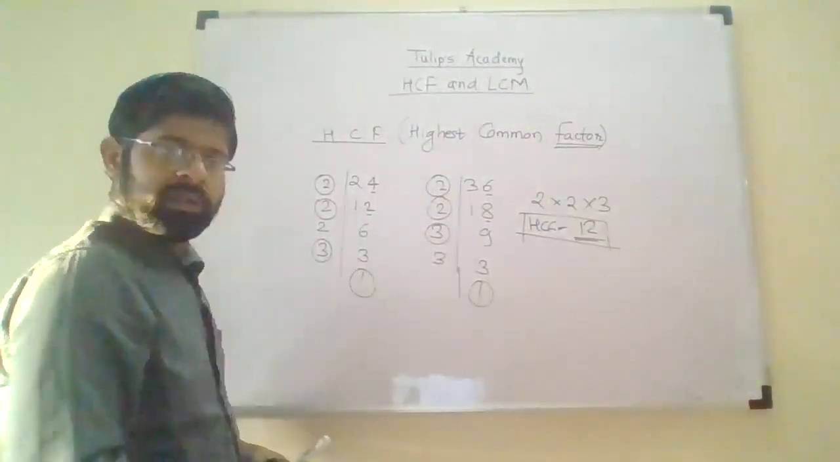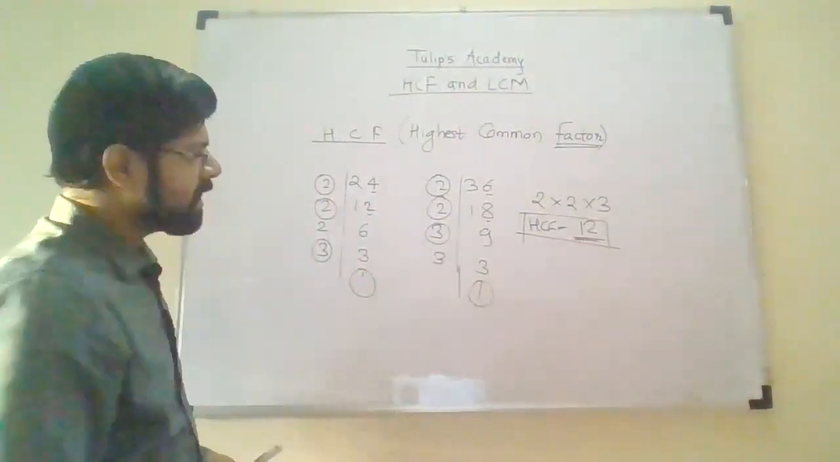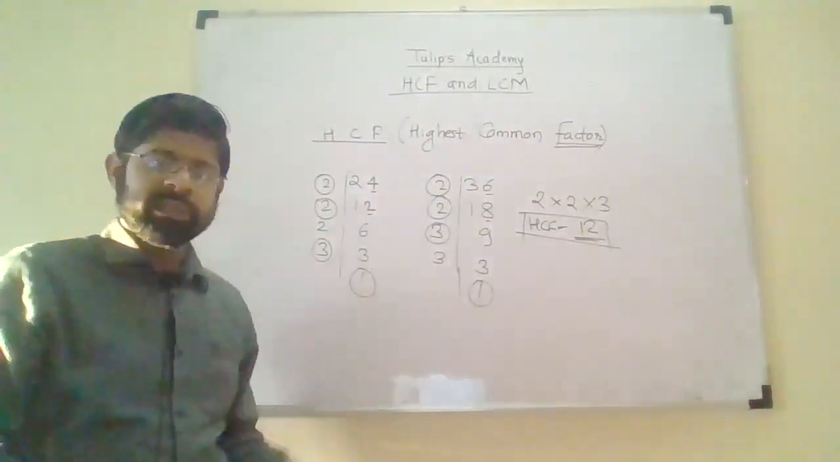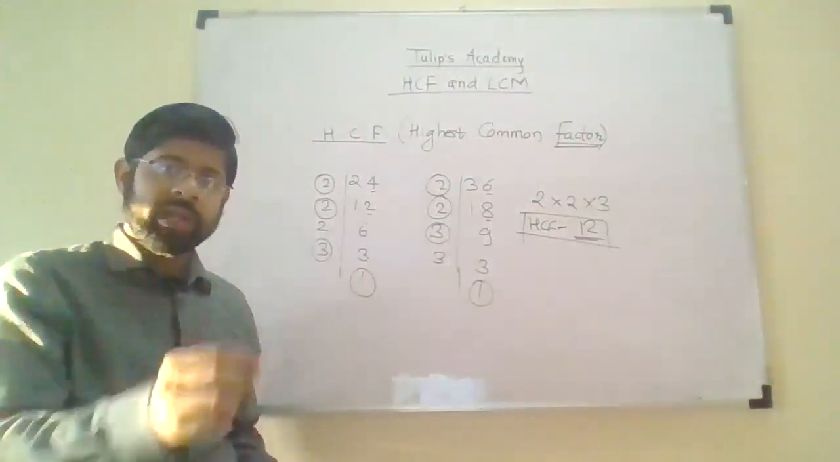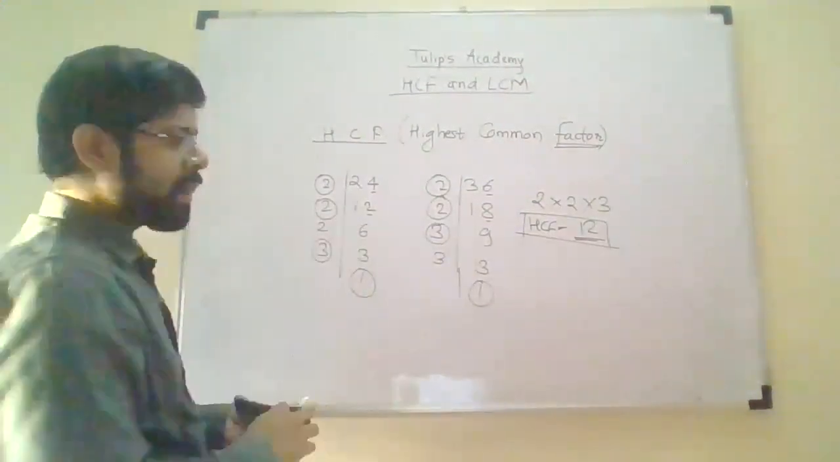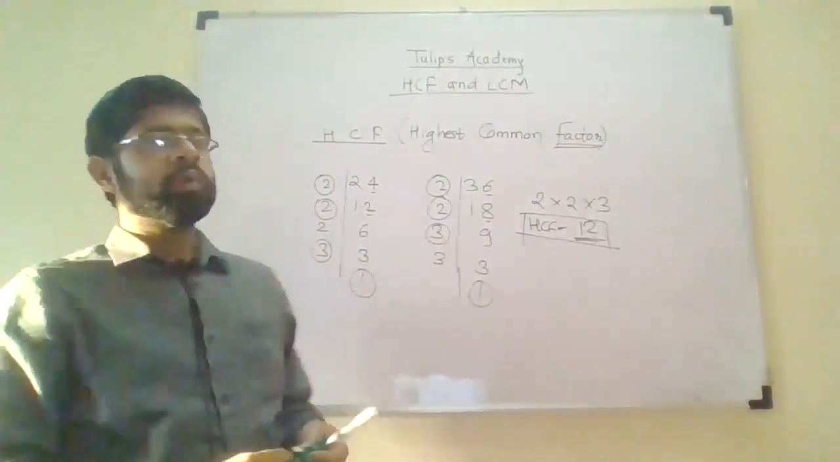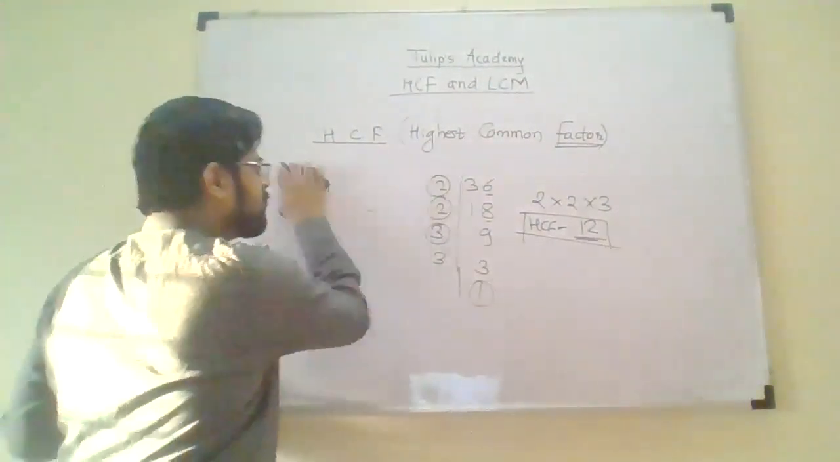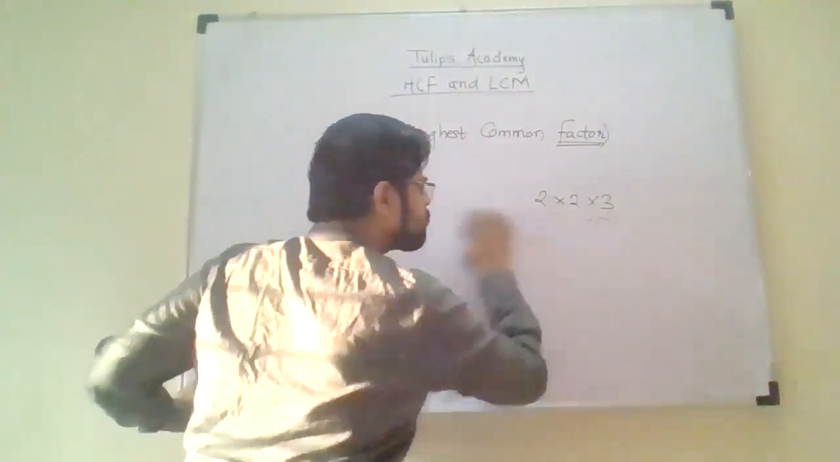Now the next method is the long division method. That is a very easy method, and it again requires less time than the prime factorization method. Only you must understand the method clearly. So the next method is the long division method.